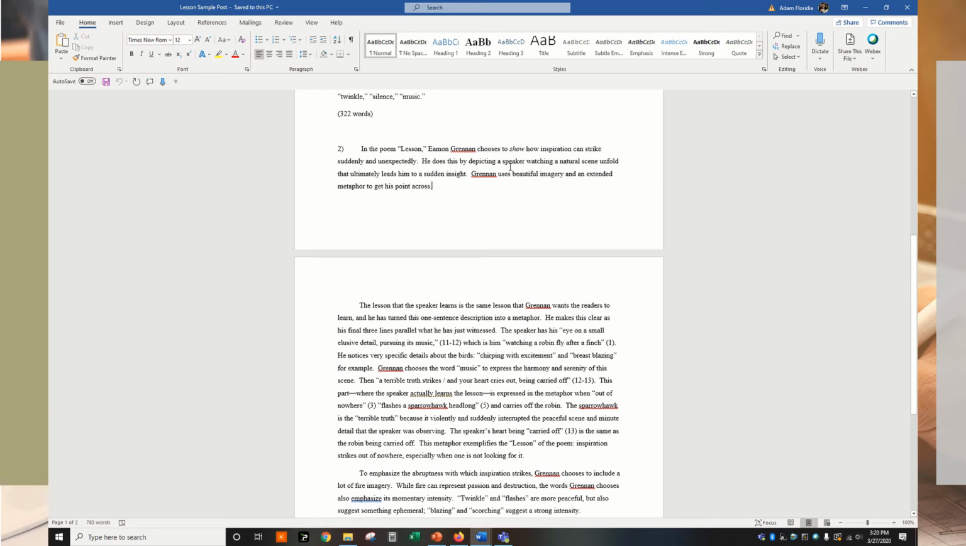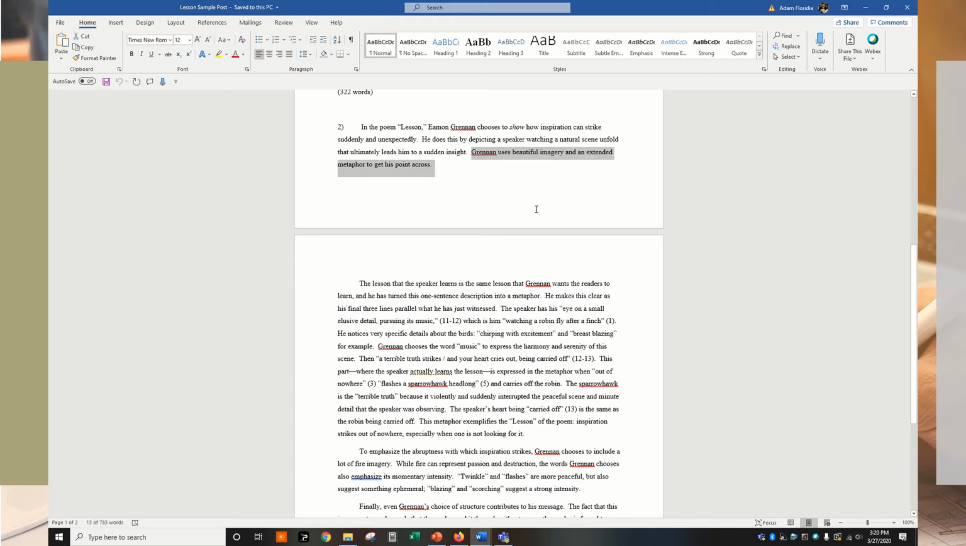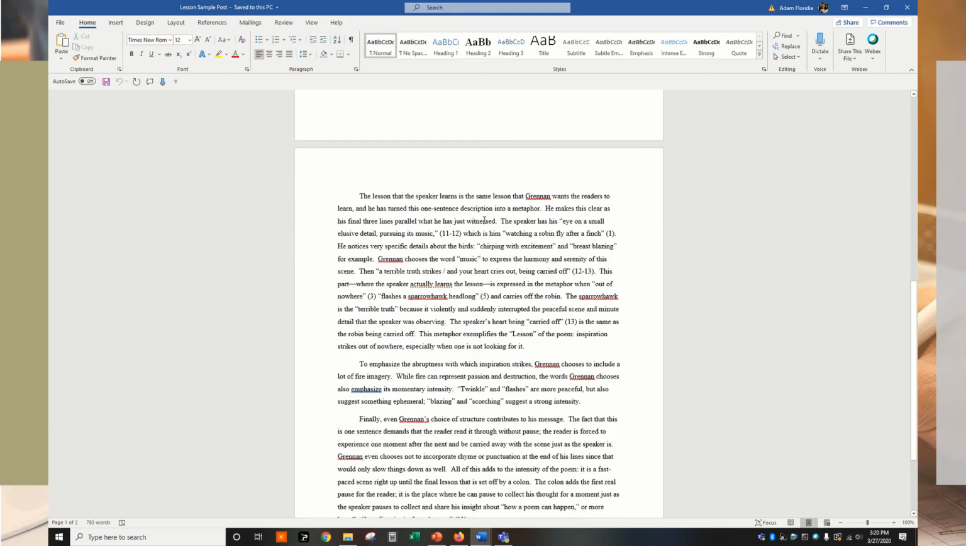He does this by depicting a speaker watching a natural scene unfold that ultimately leads him to a sudden insight. Grennan uses beautiful imagery and an extended metaphor to get his point across. This is what he did. This is what he chose to do in order to reach his goal of showing how inspiration can strike. This is what I'm going to prove. Beautiful imagery and extended metaphor.